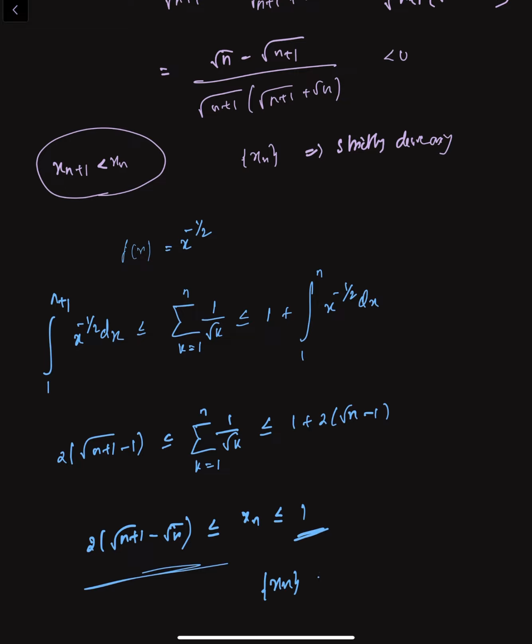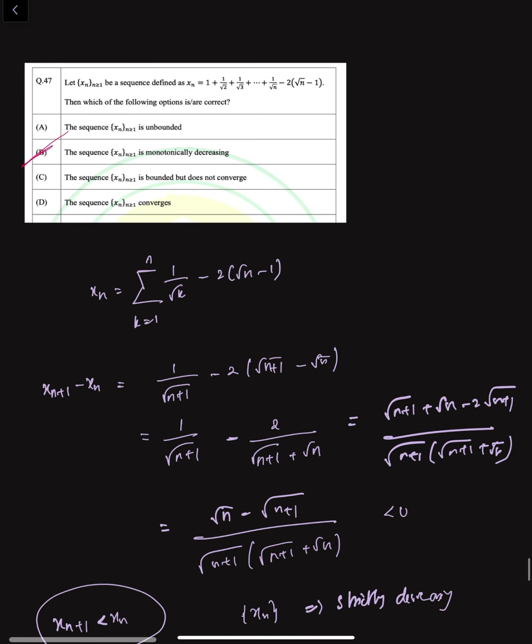So therefore xn is bounded, and because this xn is monotonically decreasing and bounded below, it also converges to some finite limit. So therefore the sequence also converges. So both B and D are correct answers.